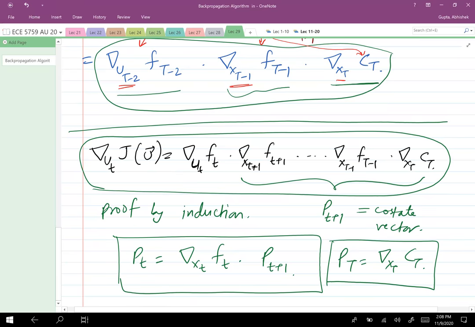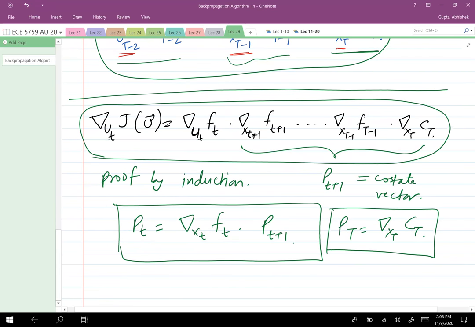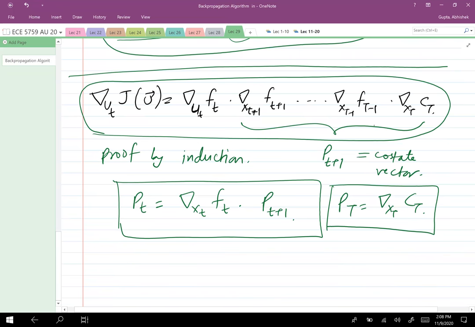Based on that pattern, we identified that the gradient of J with respect to UT is basically a product of a sequence of matrices multiplied by a vector, which is the gradient of the terminal cost with respect to the state. We renamed the tail of this product as a co-state vector. So it's a vector, and it's basically a product of matrices times a vector. The co-state vector can be defined recursively: we define the co-state vector at the terminal time as the gradient of the cost, and then the co-state vector at time t is a matrix multiplied by the co-state vector at the next time step. Okay, so that's what we have done so far.